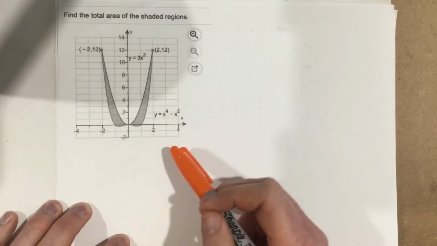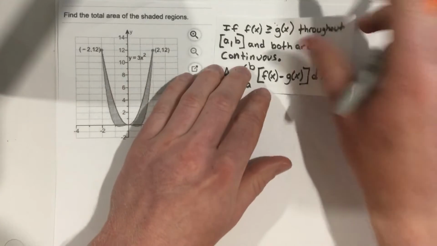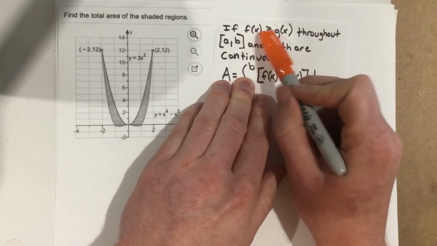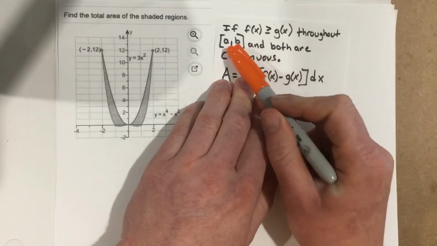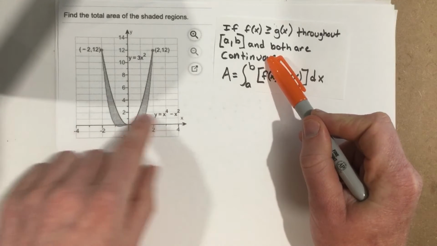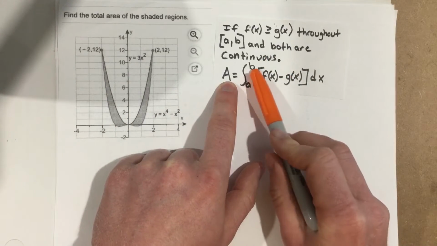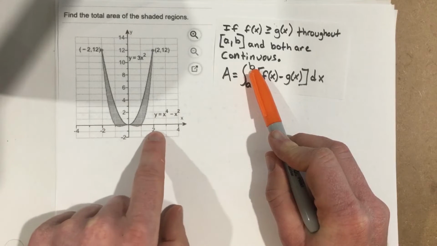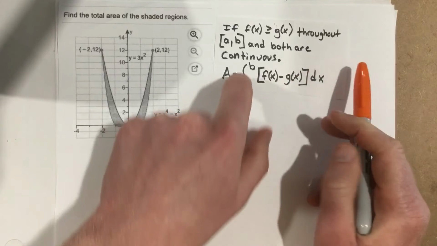So if they want to find the total area, remember we're going to use this: if f of x, the top function, is greater than or equal to the bottom function, g of x, throughout [a, b], and both are continuous, you can see they're both continuous, then we're going to integrate from one x value to another, so that would be from -2 to 2, and we're taking the top function minus the bottom function.